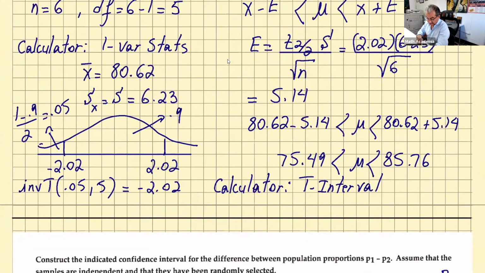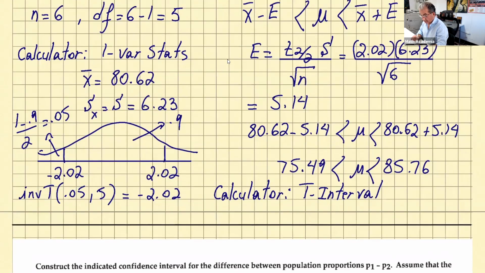So for 90%, the area in the tail is (1 minus 0.9) divided by 2, which is 0.05. You do inverse t of 0.05 with degrees of freedom 6 minus 1, which is 5, and you get negative 2.2.